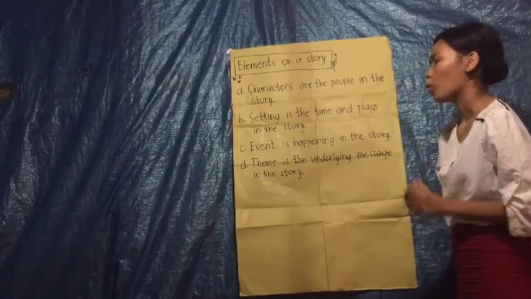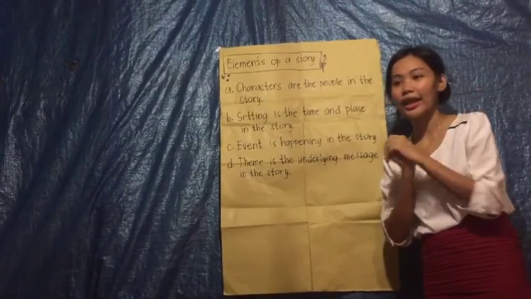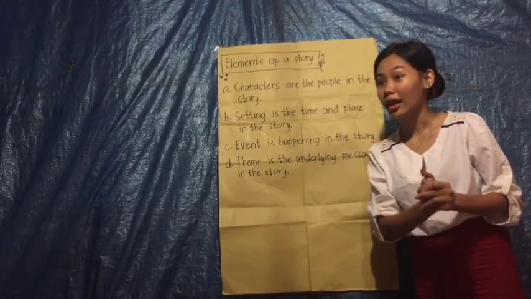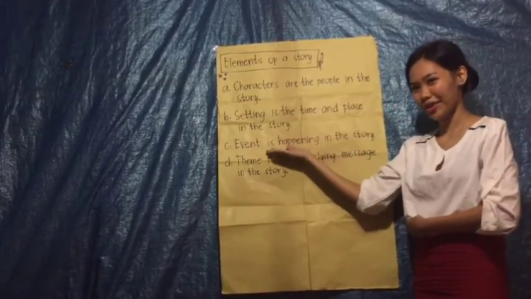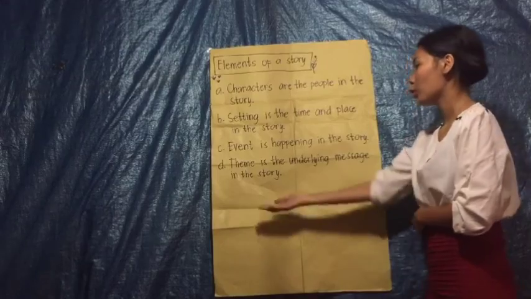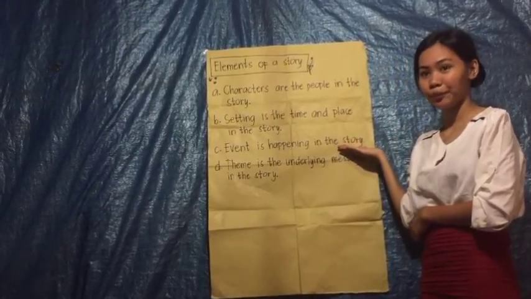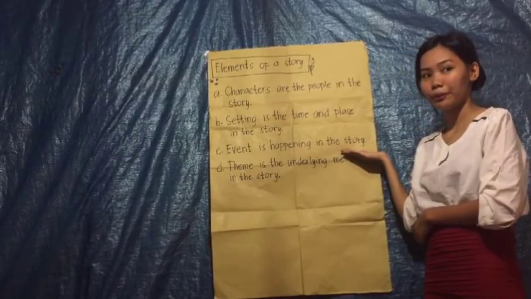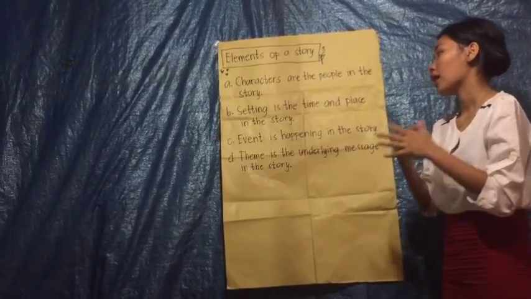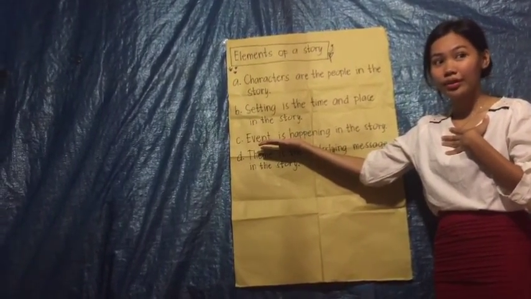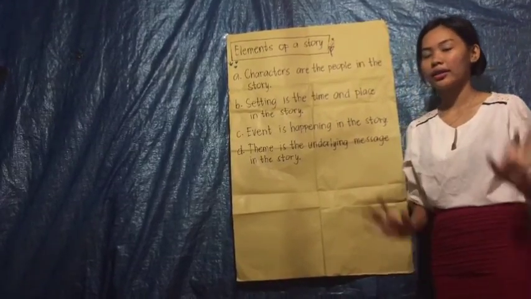What is a setting? Anyone? Yes? It's the time and place in the story. Very good. For the third one, we have here event. Event is the happening in the story. Again, what is event? Event is the happening in the story. Very good, very bright pupils.